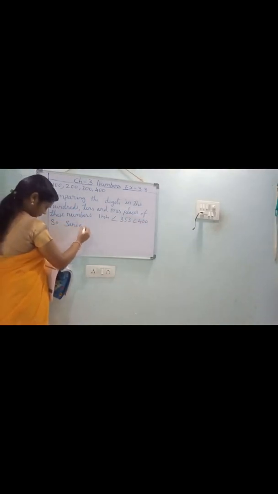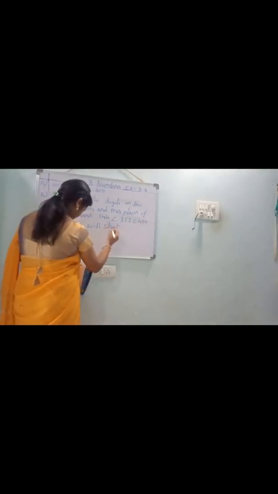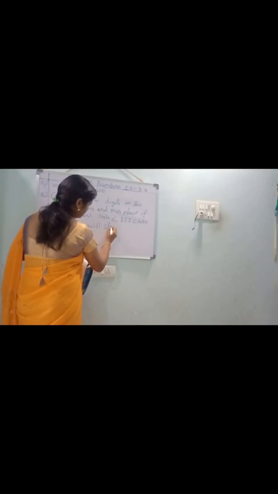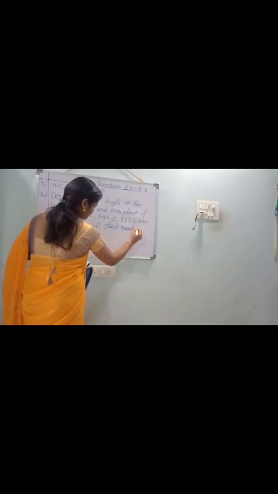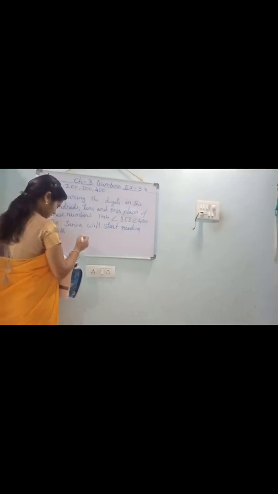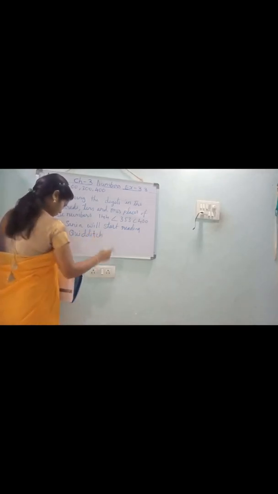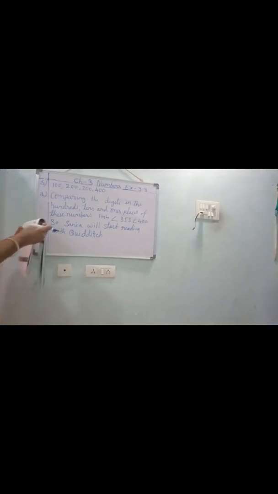So Sania will start reading with Quidditch. Understood, children? See, 17th one. What do you have to do? First write this. After the 17th one and 18th one I will tell you.